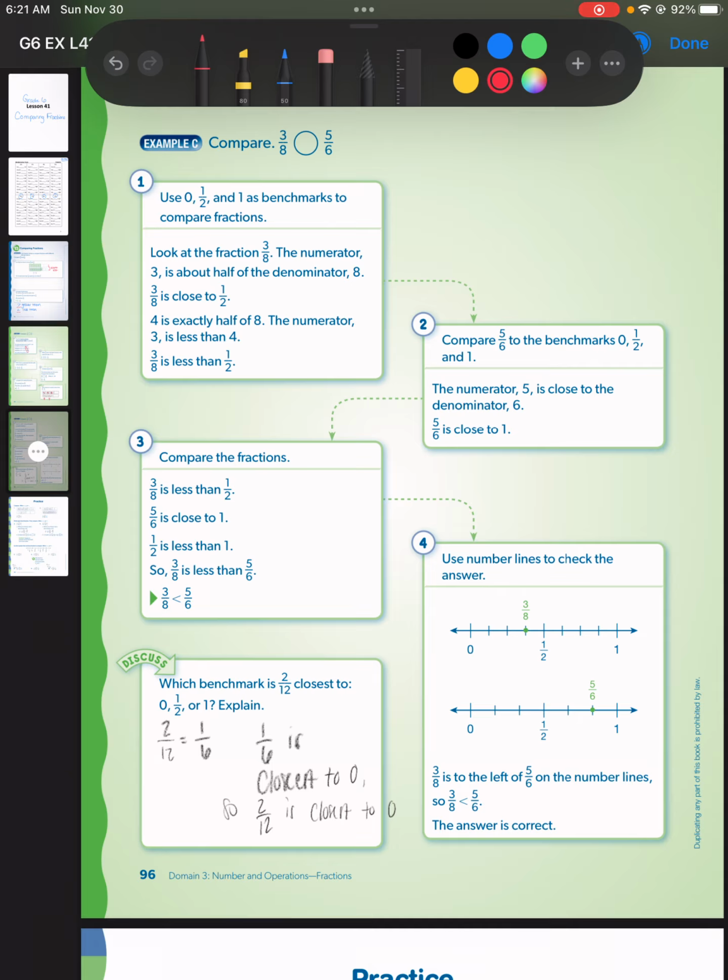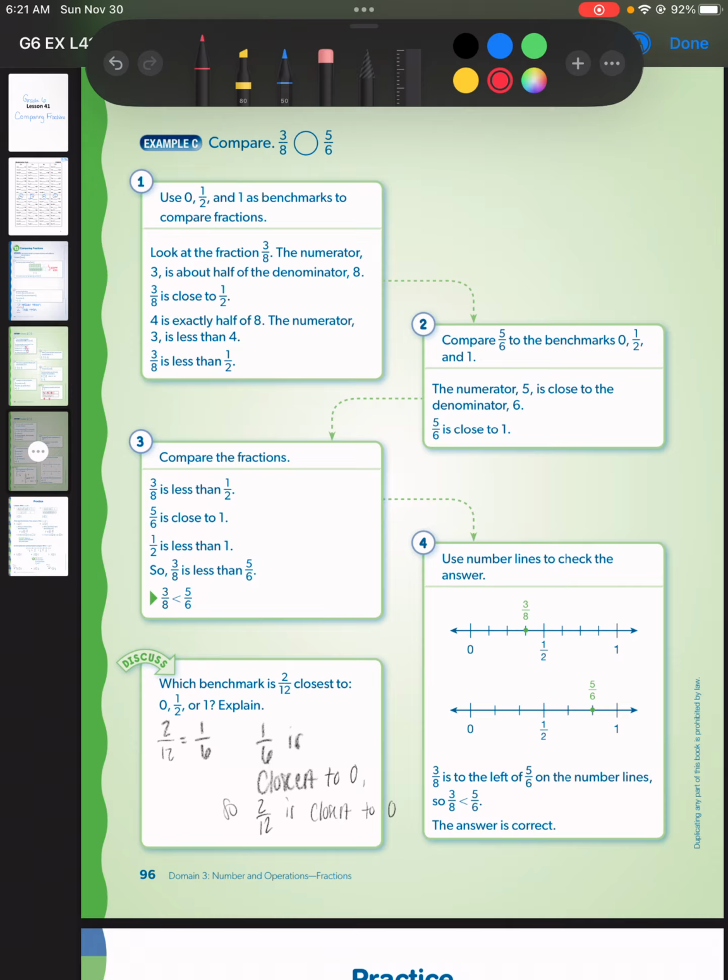So because 3/8 is less than a half, and 5/6 is close to 1, and 1/2 is less than 1, they are able to conclude that 3/8 is less than 5/6. Really support students with thinking critically about how the numerators and denominators compare to each other in order to determine the benchmark that fraction is closest to.